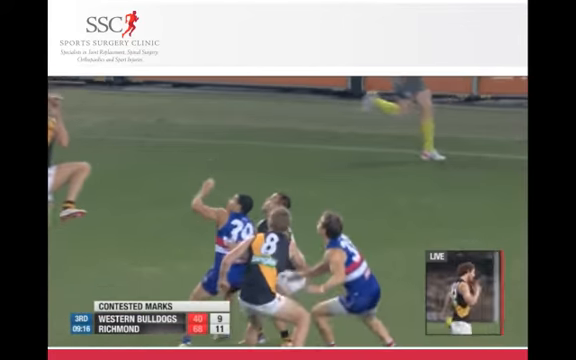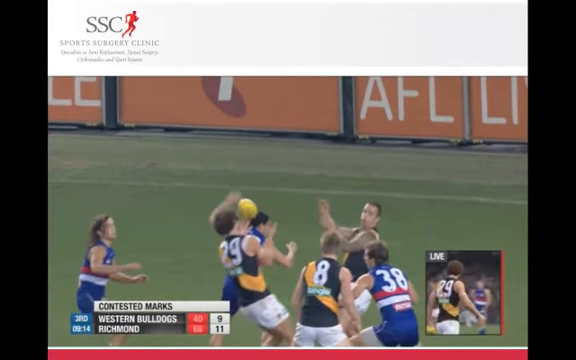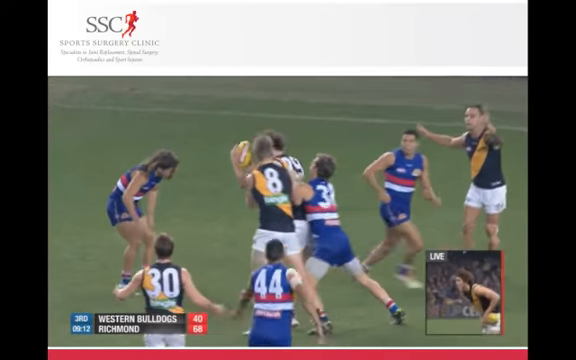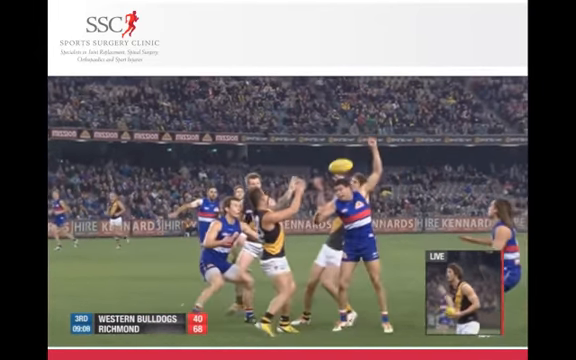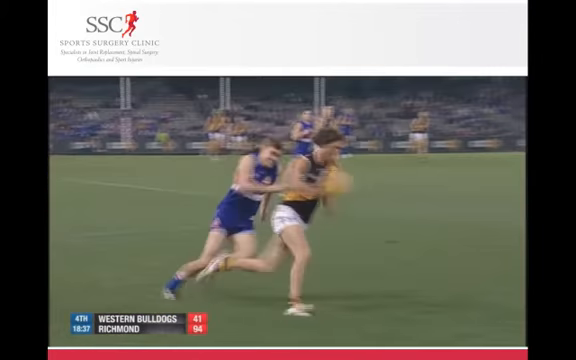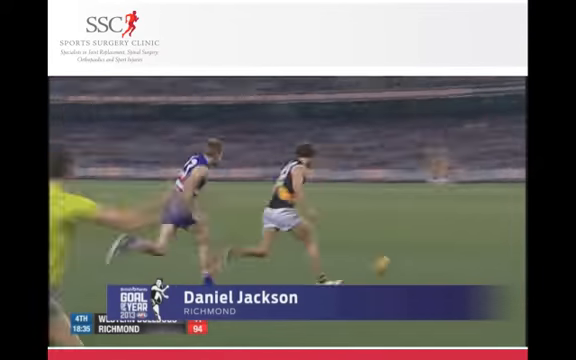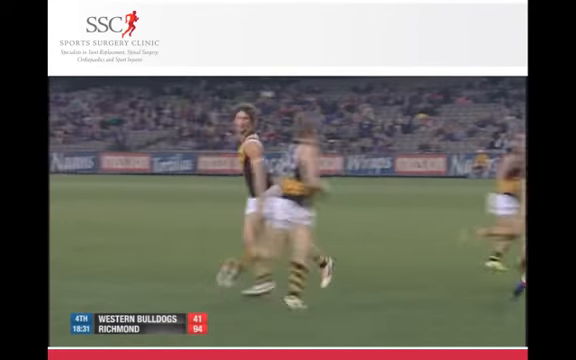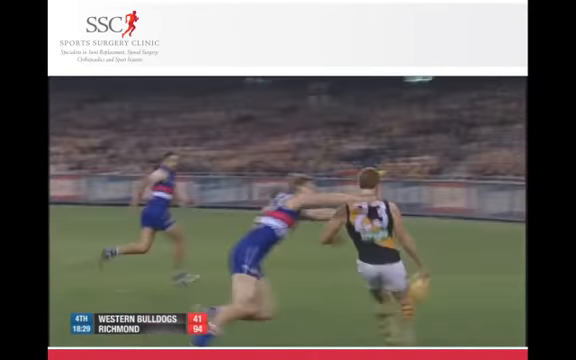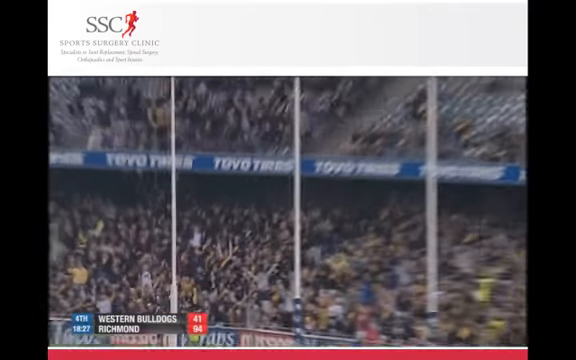Running in the same direction. Fantastic, nice hard start. Jackson with support. Checks his kick.